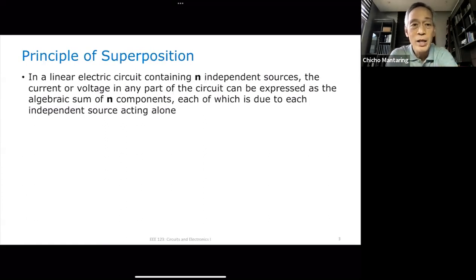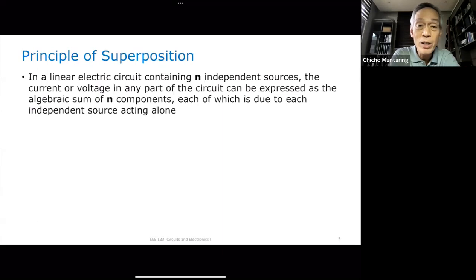Let me just put it this way. Sabihin natin meron akong circuit with, let's say, 3 sources. It can be a voltage source, can be a current source. 3 independent sources. It has to be independent sources, no? Any voltage or current in this circuit can be expressed as the sum of 3 components. Each component being that particular voltage or current due to that particular source acting alone.